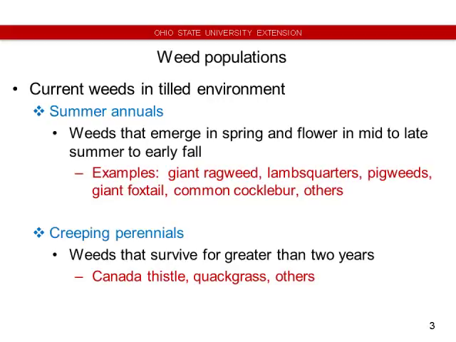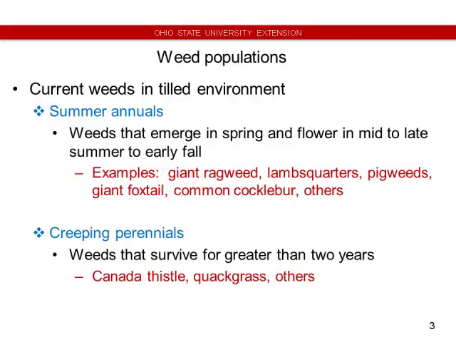What about weed populations? When we're in a tilled environment, we're going to have a lot of summer annuals: giant ragweed, common ragweed, lamb's quarters. These are weeds that emerge in the spring and flower throughout the middle of the growing season. Giant foxtail, a lot of grass problems as well. So those are some of the things that we end up with in a tilled environment. We do get some creeping perennials like Canada thistle and quackgrass and a few others. Those are some of the things that we start with.